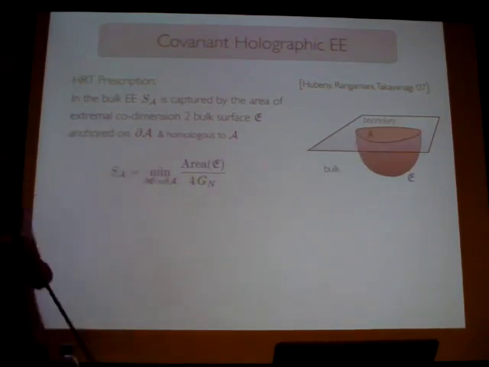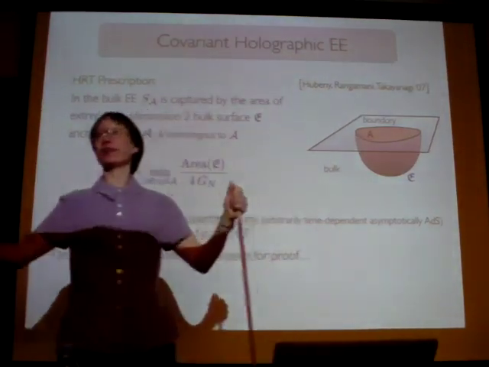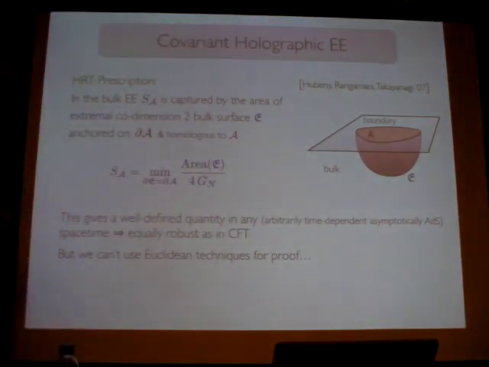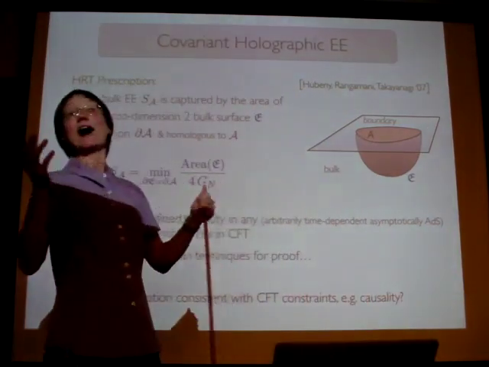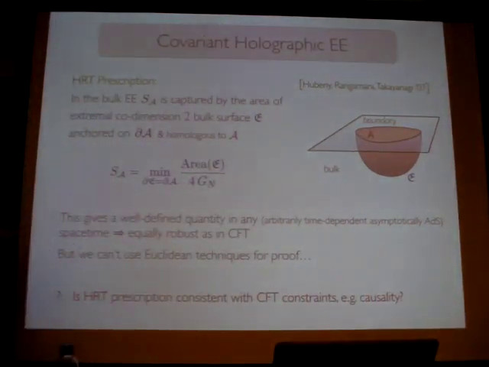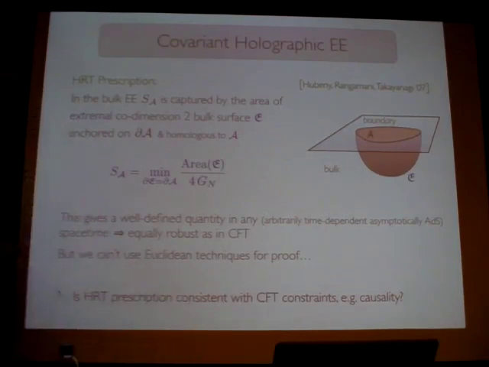And there are a couple of other more technical provisos that I'm not going to go into. Now this is very robustly well-defined for arbitrary geometry, with arbitrary time dependence. So it's as equally robust as in the field theory. But now it's harder to prove because we don't have the nice Euclidean techniques that we could have used for the Ryu-Takayanagi. So one can ask, so far in absence of proof, is it consistent with all the main principles that it should be consistent with?